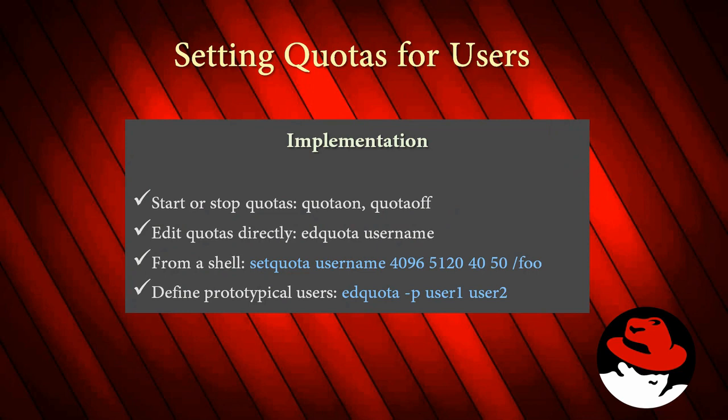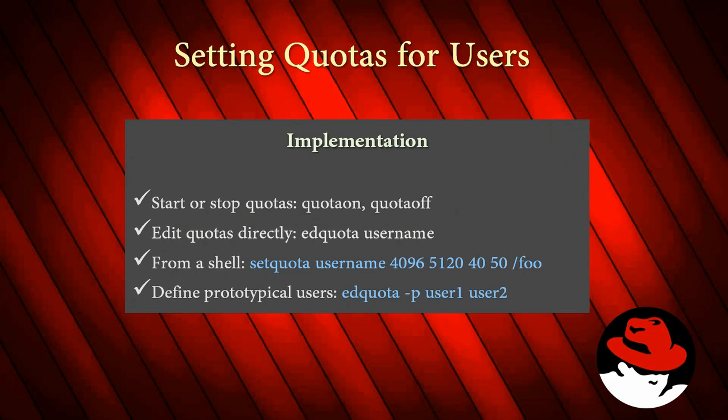Then there comes setting quotas for the users. It is implemented by starting or stopping quotas. You can start with the quotaon or stop with the quotaoff option. You can edit quotas directly with edquota and a username. From the Linux shell or terminal, you can write setquota, provide a username, set the file size limit, the size you want to give, and a directory.